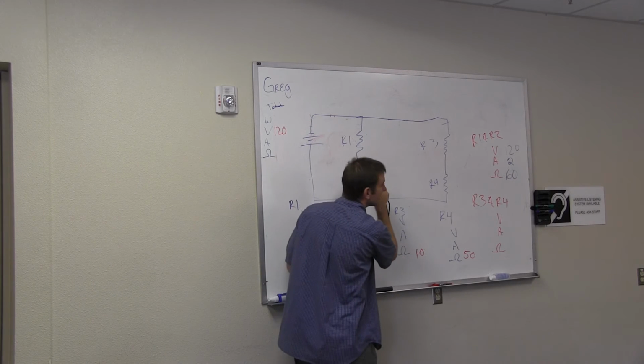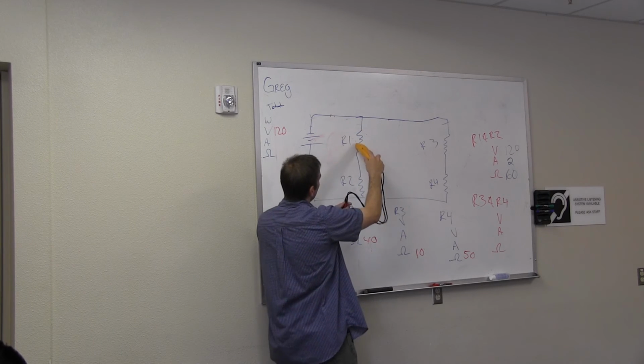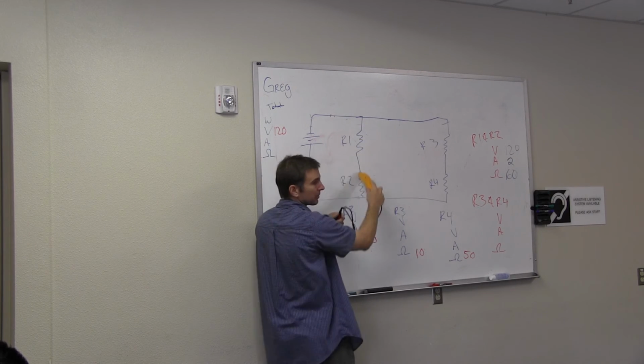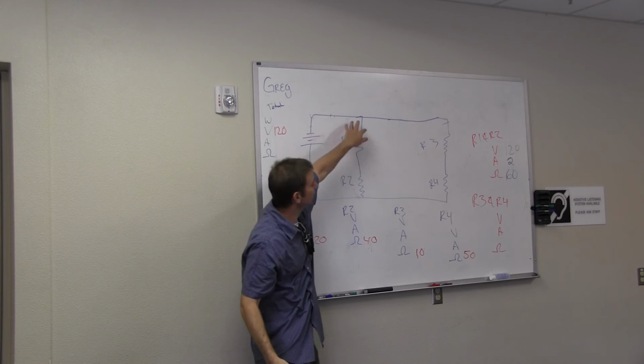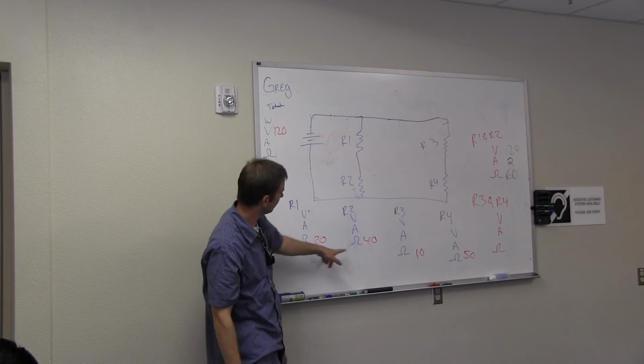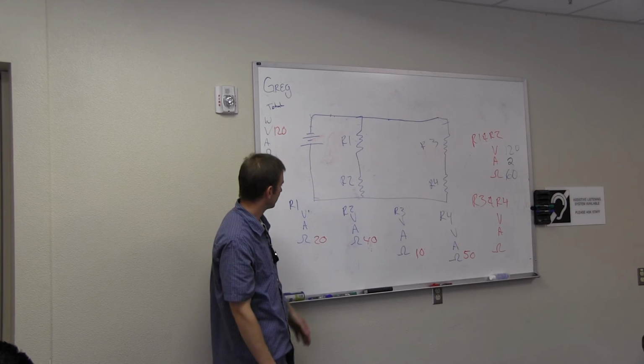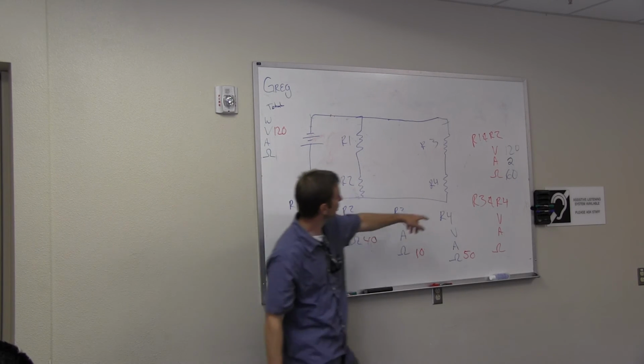How much? 2. It's going to be 2 here, everywhere here. It's going to be 2 amps. The whole thing added together is 2 ohms... R1 and R2, 20 and 40. So that's R1 and R2 combined. So we basically took R1 and R2 and combined them over here.